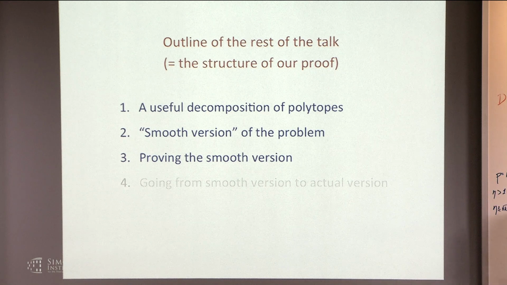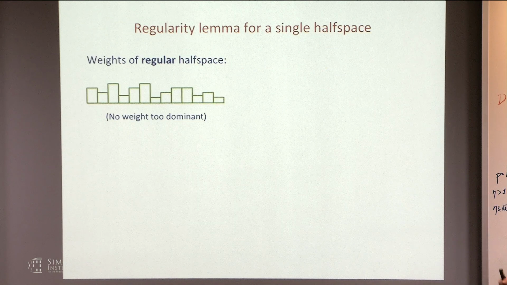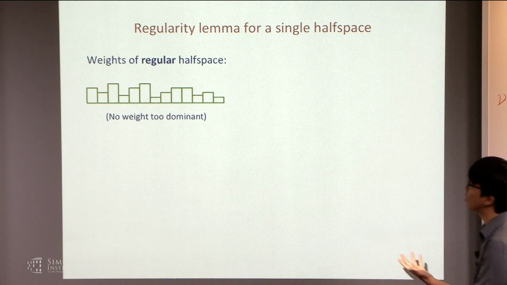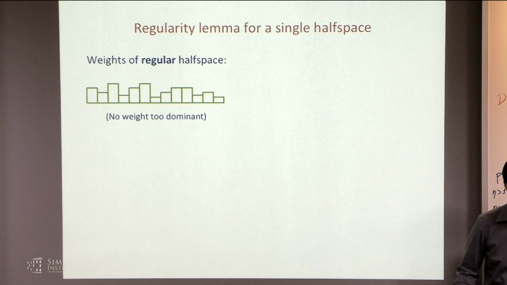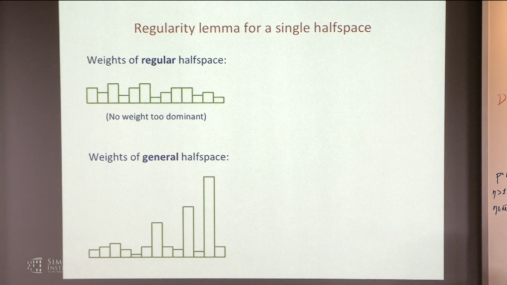Okay, so let me start with this useful decomposition of polytopes. Again, I'd like to try to relate a general half space with a regular half space, a general polytope with a regular polytope. So what's a regular half space? It's a half space for which the weights are spread out. No weight is too dominant. A half space does not have to look like this. The weights of a general half space could look like this. This is just a single half space.